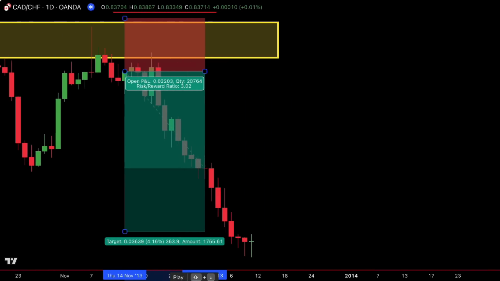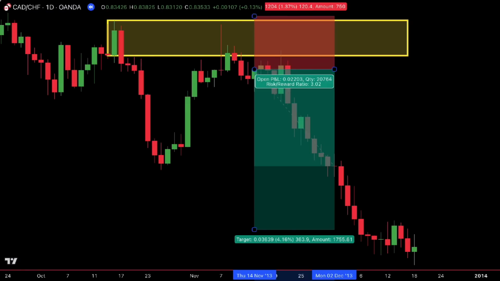Just as expected, the market dropped aggressively, hitting our target with a solid 3-to-1 reward to risk ratio. This trade worked because we combined a strong supply zone with a powerful candlestick confirmation, stacking multiple confluences for a high probability setup. This is exactly why waiting for price action signals like the gravestone doji at key supply zones can significantly improve your win rate.